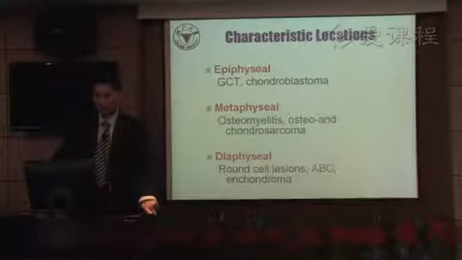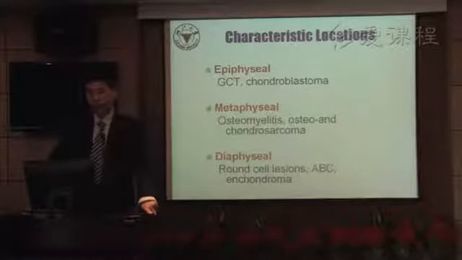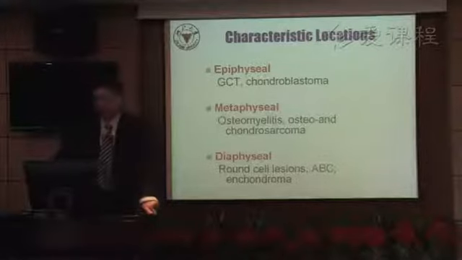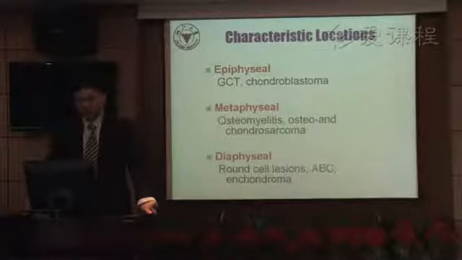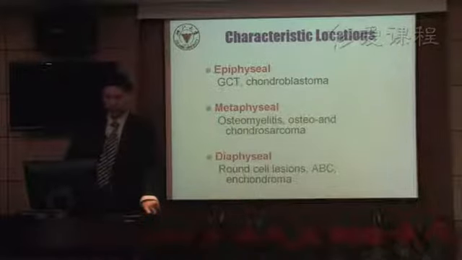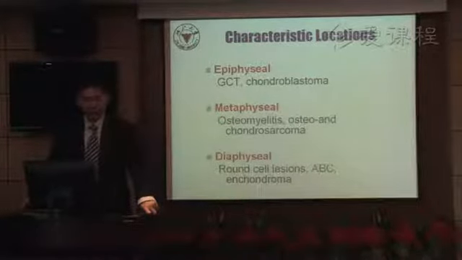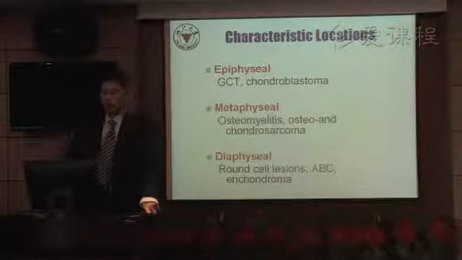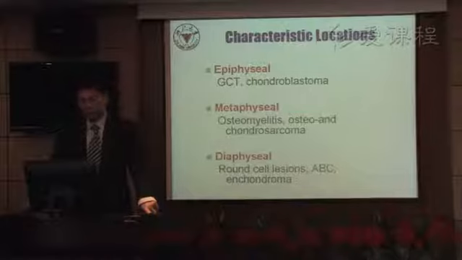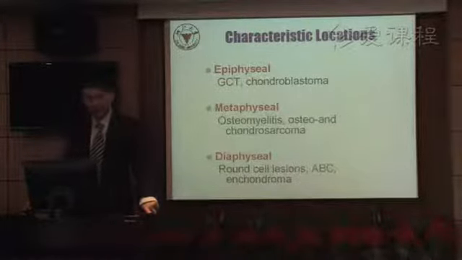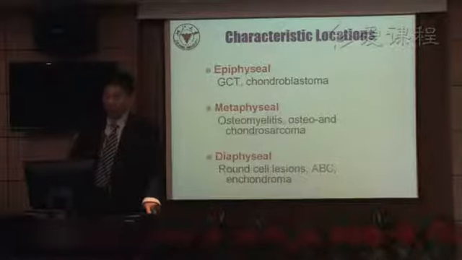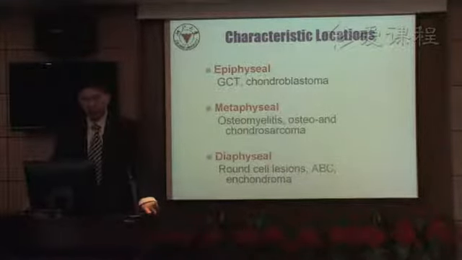The most frequent is GCT, which means giant cell tumor, and chondroblastoma is also very often seen in this condition. In the metaphysis, we can already see osteomyelitis, osteosarcoma and chondrosarcoma. In the diaphysis, a round cell lesion happens, and it could be ABC, it could be a chondroma.